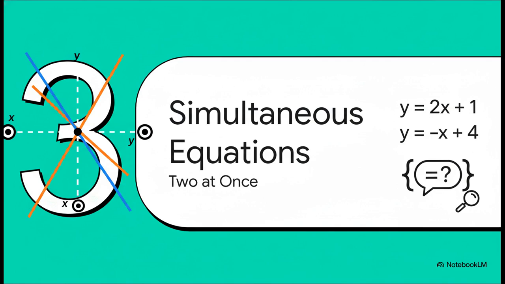Now we're going to look at solving 2 equations at the same time. You know, when you're given 2 equations, you're basically looking for the one specific set of x and y values that make both statements true. If you think about it graphically, it's just the point where the 2 lines intersect.